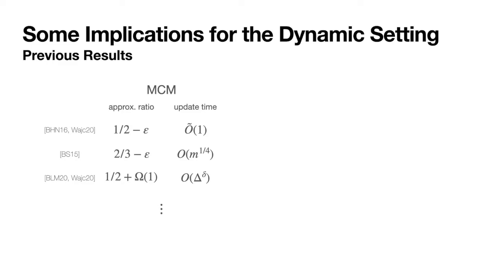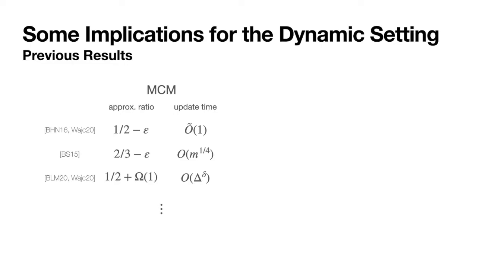In the unweighted world, there are many different trade-offs between approximation ratio and update time. For example, there's an algorithm that obtains a nearly 1/2 approximation in polylog n update time, and there's an algorithm that obtains a 2/3 approximation but takes m to the 1/4 update time. The third algorithm listed here shows that you can have an algorithm that takes arbitrarily small polynomial update time and still beat a 1/2 approximation.